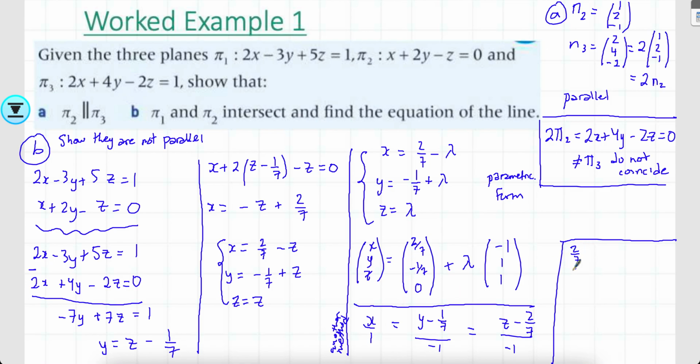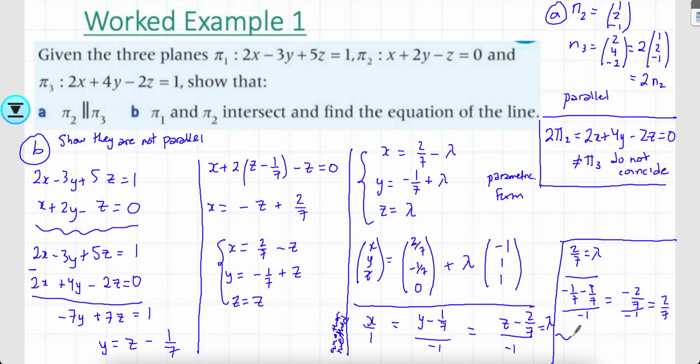So 2 over 7 instead of x will just give you 2 over 7. Remember that all of these are equal to lambda. So it's telling me that if you want 2 over 7, then your lambda has to be 2 over 7. Well, that's for the x. Let's check for the y. If I substitute negative 1 over 7 for y, and that's negative 1 over 7 again, over negative 1, that will give me a negative 2 over 7 over negative 1, which is 2 over 7. So again, it's telling me lambda has to be 2 over 7 for you to get this y.